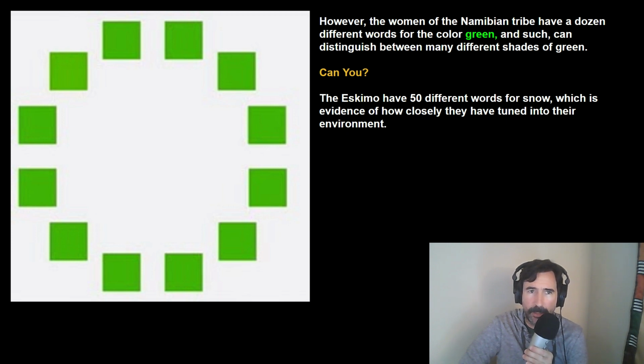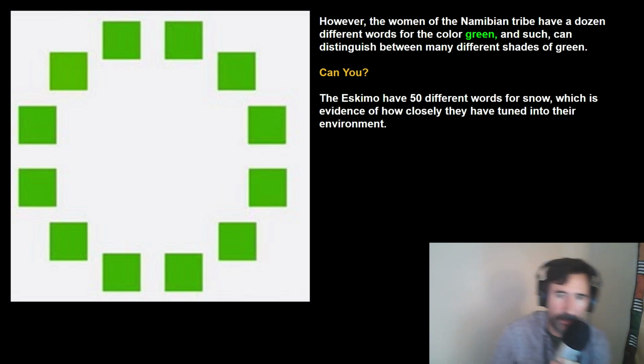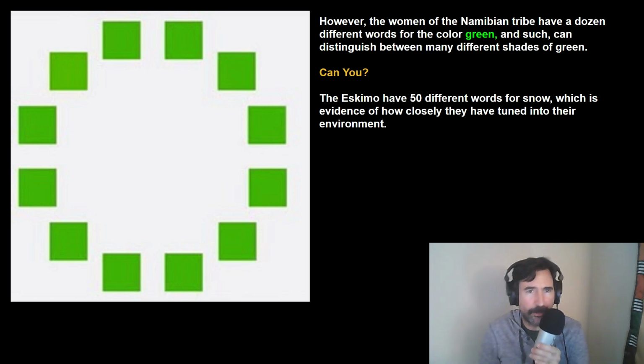So take a moment, and don't cheat now, see if you can figure out which of these squares is different, and they look identical. And I thought, you know what? I won't tell you which one I thought was the different shade, but I was totally wrong. I'll just say that.